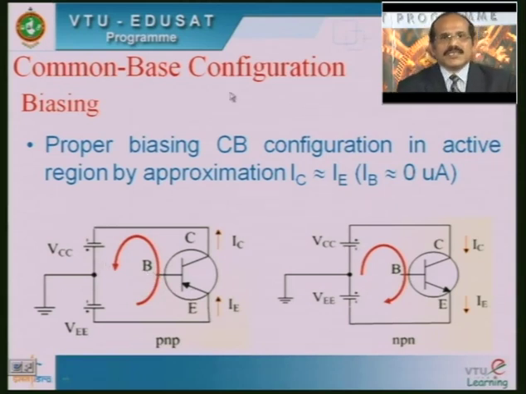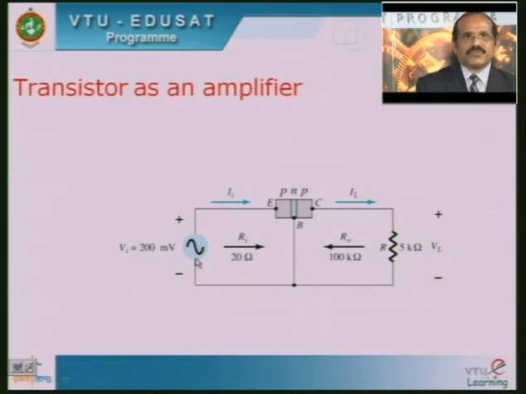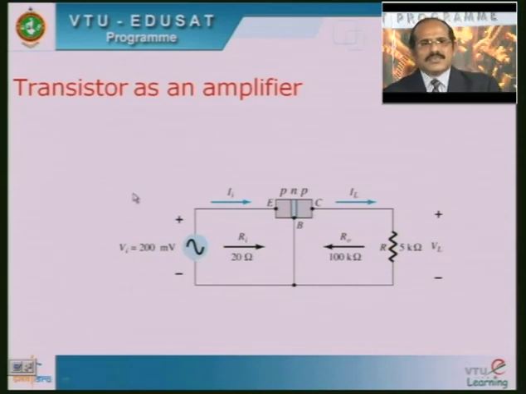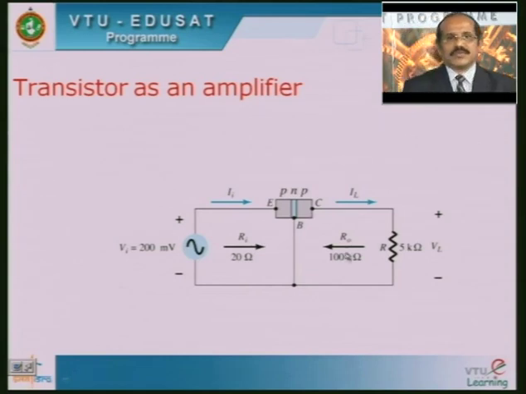So therefore, with this arrangement, we are able to have the CB configuration in the active region. In this CB configuration, this particular slide shows a PNP transistor working as an amplifier, with an applied AC signal of 200 millivolts. The input resistance is very low, in the range of 20 ohms, and the output resistance is very high. Usually for CB configuration it is high, that is 100 kilo ohm.